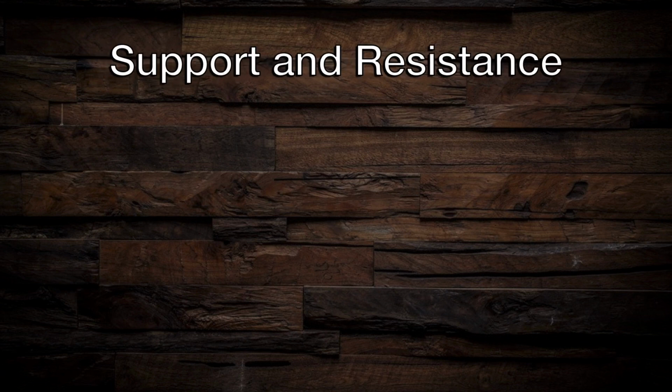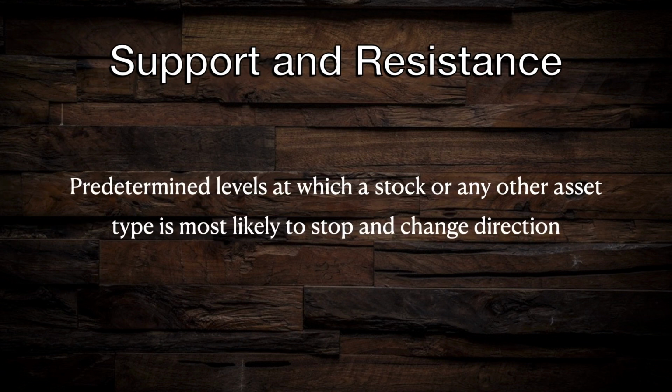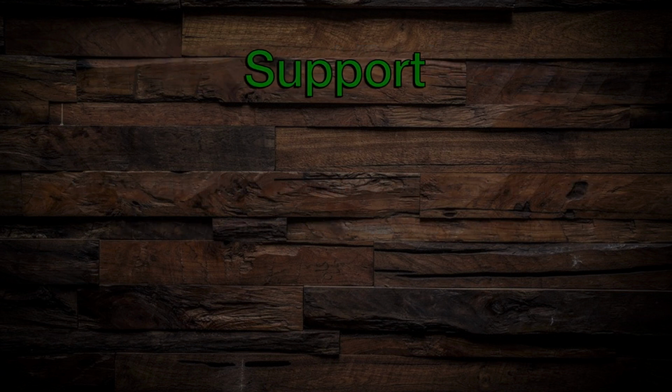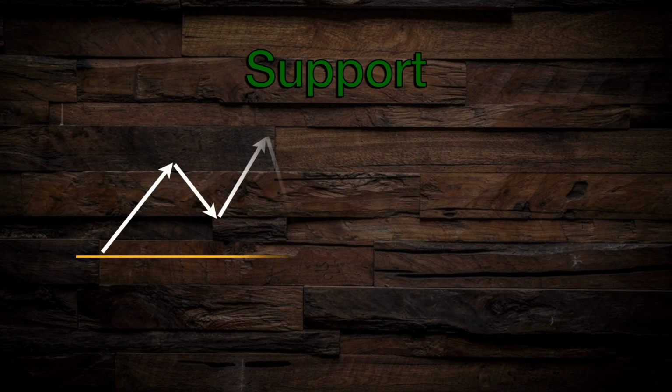Alright, let's get started. Support and resistance, simply put, are predetermined levels at which the price of a stock or any other asset is most likely to stop and change direction. A line of support is a level below the current share price that provides upward pressure and can create an opportunity for an asset price to bounce.